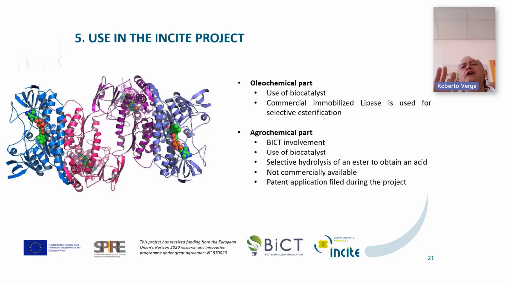We can conclude with the approach of the enzymes in the INCITE project. In INCITE, we can recognize two processes: one oleochemical part and one agrochemical part. In the oleochemical part, in both, we use a biocatalyst. In the first, we use a commercially immobilized enzyme for a selective esterification of the substance.